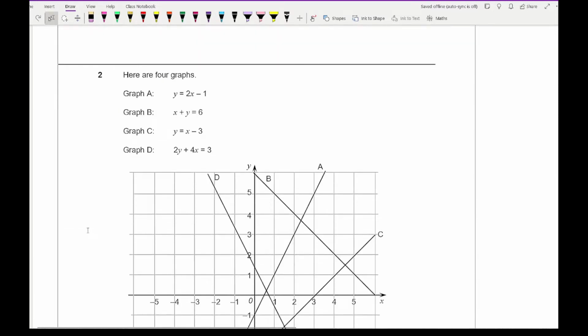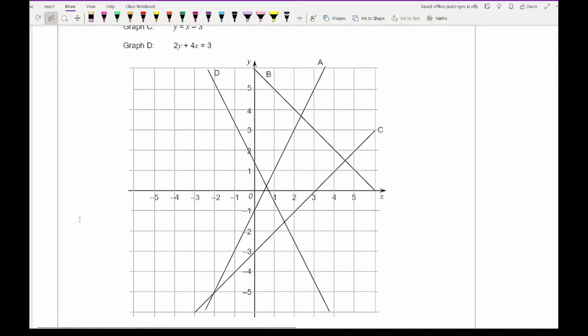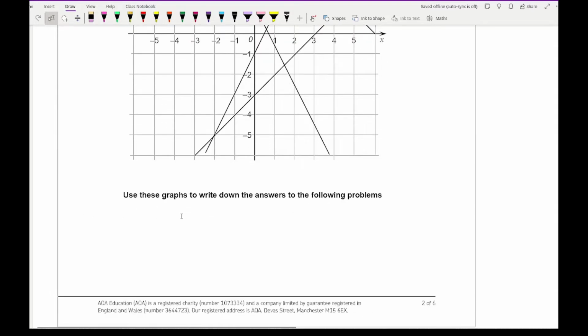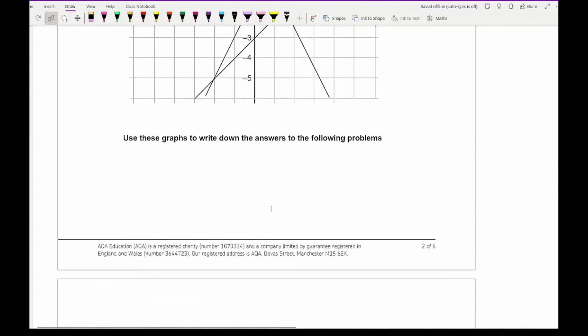Now question 2 says here are 4 graphs, and we've got graph A, graph B, graph C and graph D plotted on this set of axes. And the question says use these graphs to write the answers to the following problems.